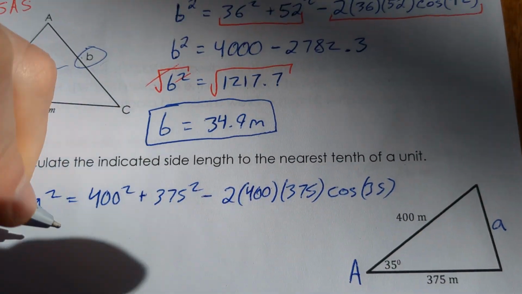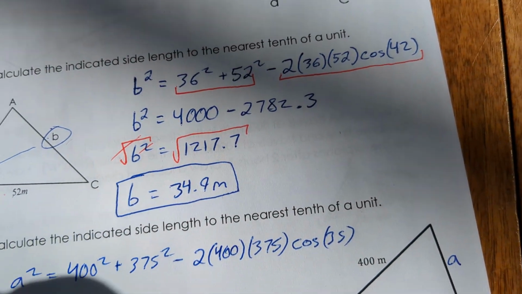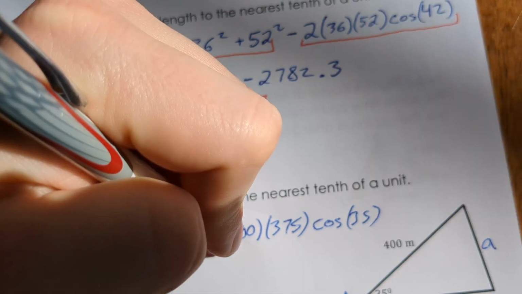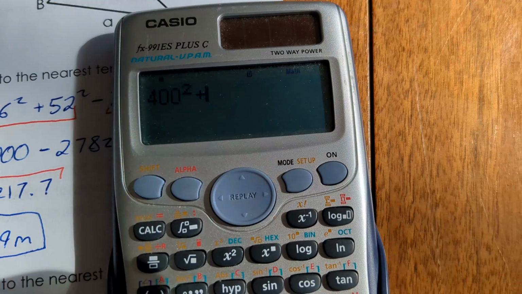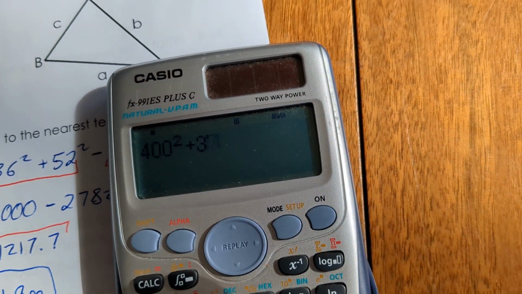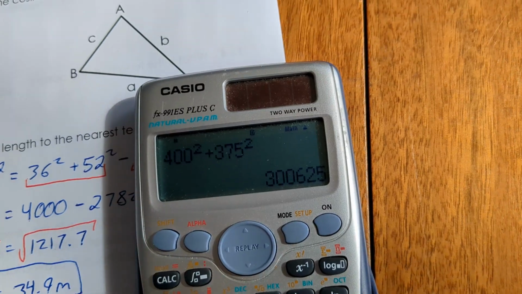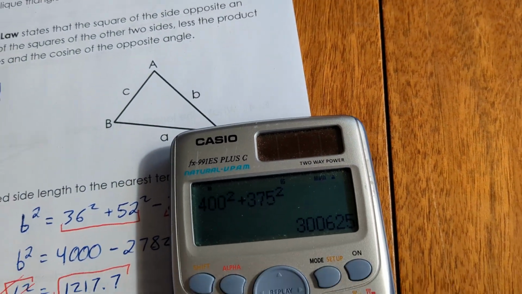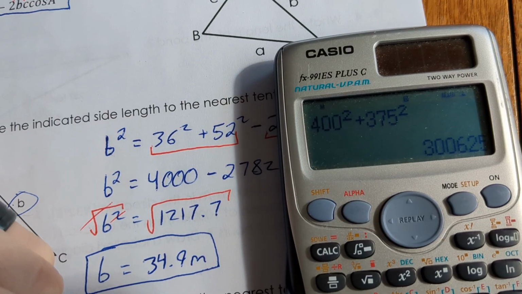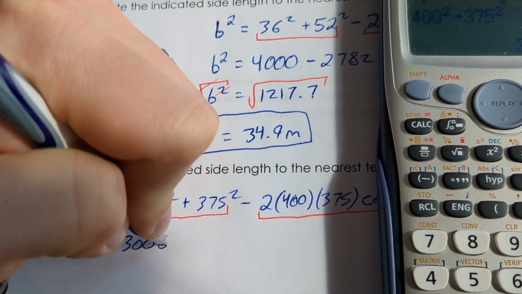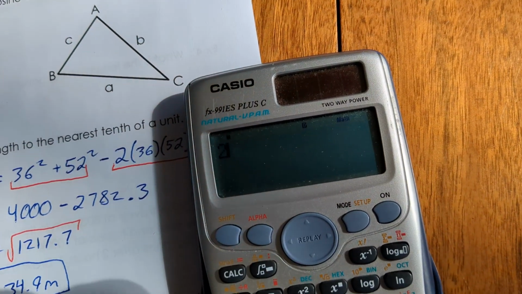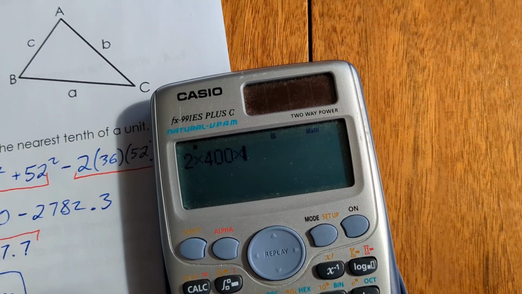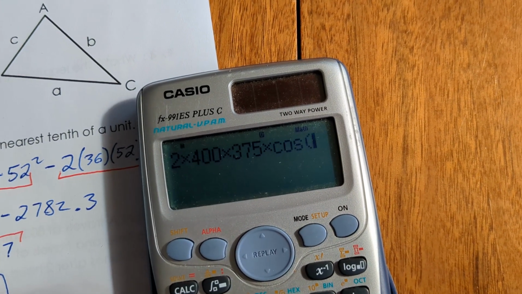Okay. And again, I'll just do this in 2 steps. I'll do this first, and then I'll do this. Okay, just make sure we're plugging into the calculator correct. 400 squared plus 375 squared equals, this is going to be a big number, so we have 300,625. Minus 2 times 400 times 375 times cos 35.